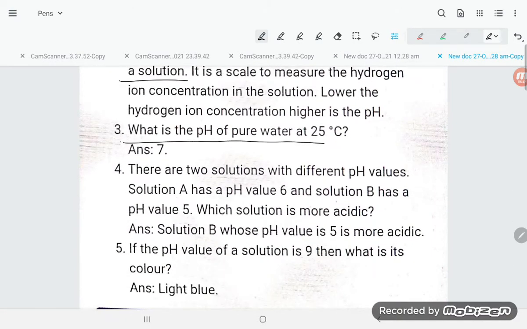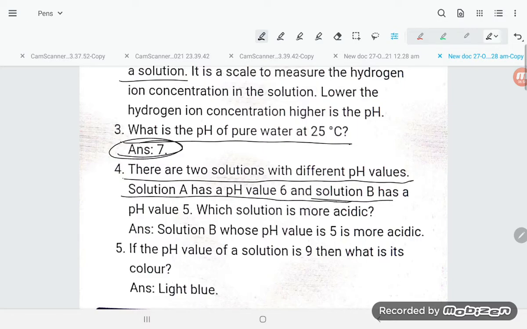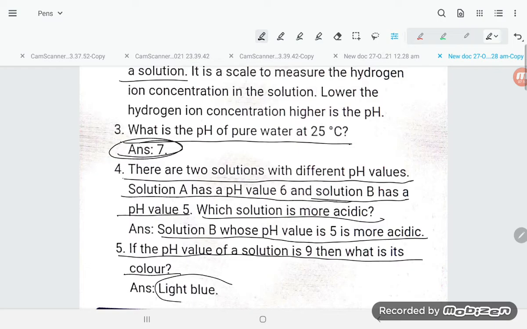What is the pH of pure water at 25 degrees Celsius? 7. There are two solutions with different pH: solution A has pH 6 and solution B has pH 5. Which solution is more acidic? Solution B, pH value 5, is more acidic. Last question: if the pH value of the solution is 9, then what is its color? That is light blue color.